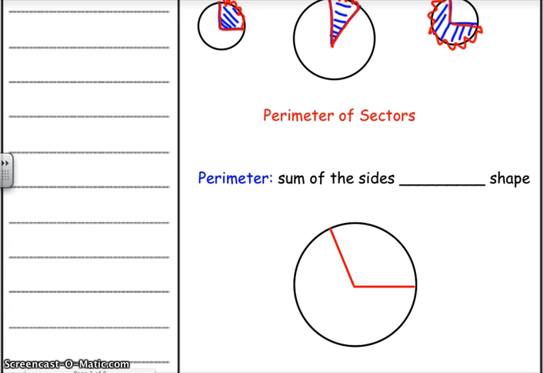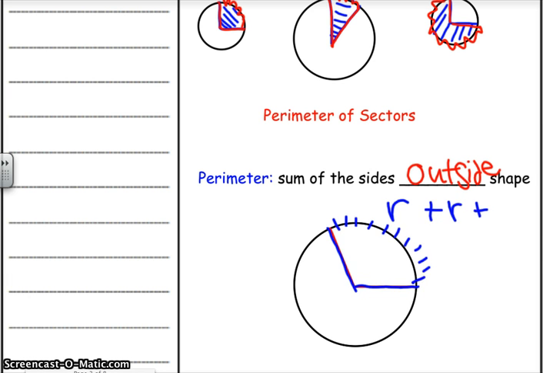So perimeter is the sum of the sides outside the shape. I made that kind of funny. Oh, well. Doesn't make perfect sense, but we'll roll with it. It means just add outside. So when you think about that, and going off of what we just went through, you're really going radius plus radius plus part of the circumference, right? Plus part of circumference. Pretend that's written fully. It's not. I ended at N. So radius plus radius plus part of the circumference is the perimeter of a sector.